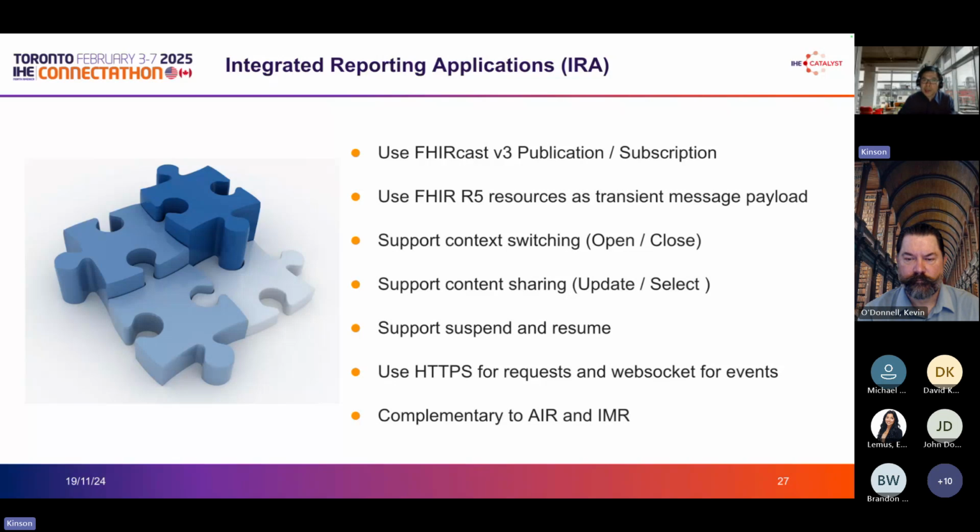The content in the message is using FHIR R5 resources. Those are transient messages in the sense that they only exist within the FireCast network. They don't necessarily exist in the FHIR server. If the system decides that that FHIR resource should be persisted, you are welcome to persist that in the FHIR server. But the message inside the FireCast messaging system is transient.